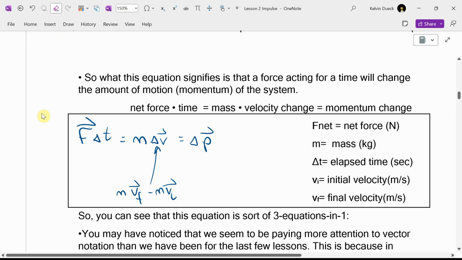Question, Elijah, have we seen F force before? Yeah. Have we seen time before? Yeah. Have we seen mass before? Have we seen VF before? Have we seen VI before? So I'm going to argue none of this is really new.